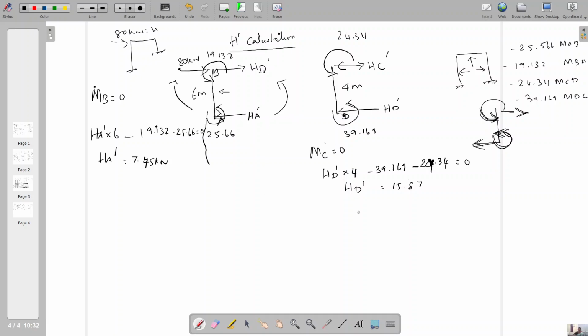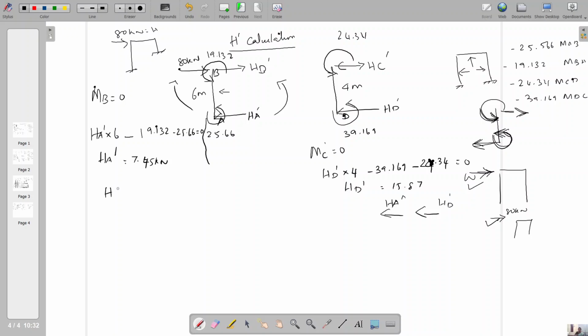So both HA dash and HD dash are acting towards the left side. So the sway load will act towards the right side, because the reaction we got is towards the left side. The reaction is the resisting force, so the applied force will be towards the right side. In the non-sway analysis also, the 80 kilonewton load is applied towards the right side. So you have to note the similarity of the direction here. Both the HA dash and HD dash are equal in direction.